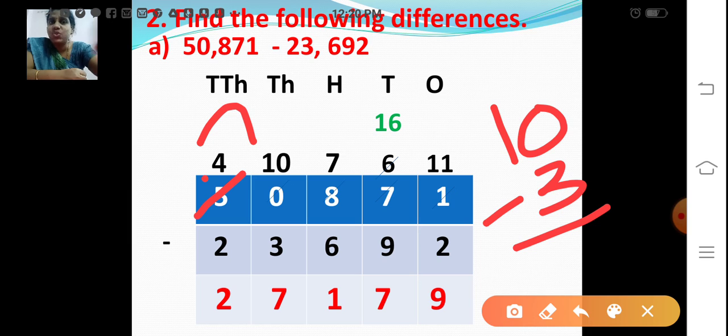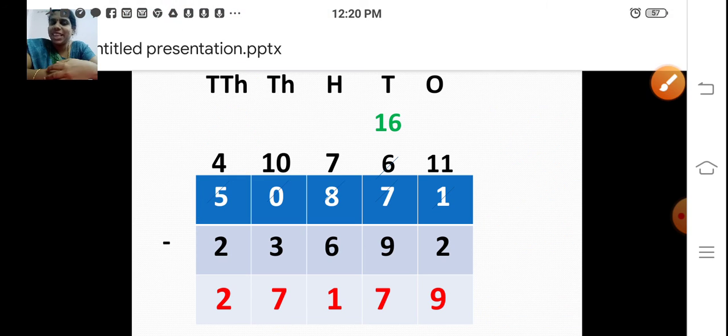10 minus 3. So 10,000 minus 3,000, right? 10 minus 3. After 3, we are going to count forward till you reach 10. After 3: 4, 5, 6, 7, 8, 9, 10. 10 minus 3 is 7. Write it down. 7,000. 10,000 minus 3,000 is 7,000. Now let's move on to the 10,000s place.